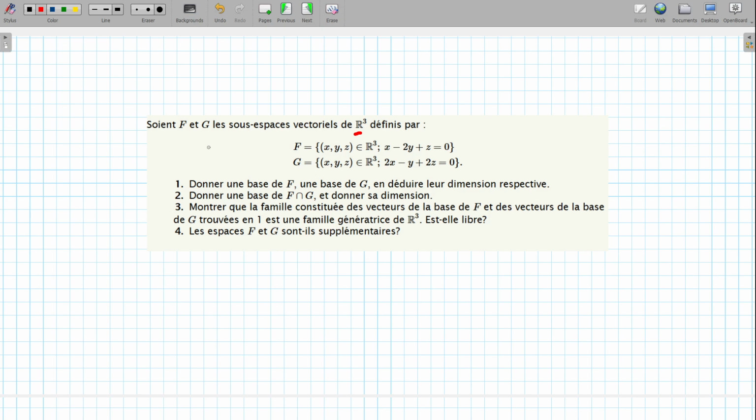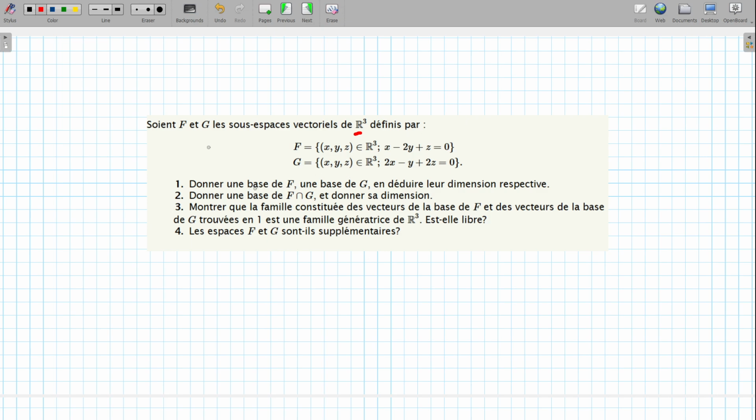Troisième exercice, montrer que la famille constituée des vecteurs de la base de F et des vecteurs de la base de G trouvés en 1 est une famille génératrice de R3. And then the question is, est-elle libre? Exercise number 4 says, les espaces F et G sont-ils supplémentaires? Right. So let's look at the first exercise.